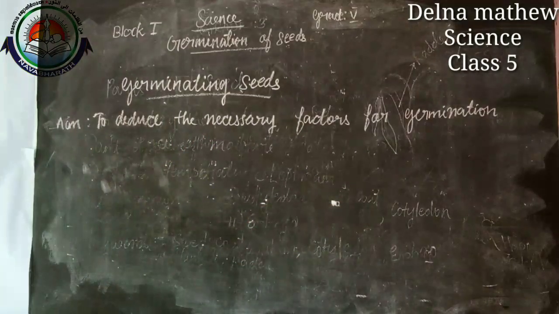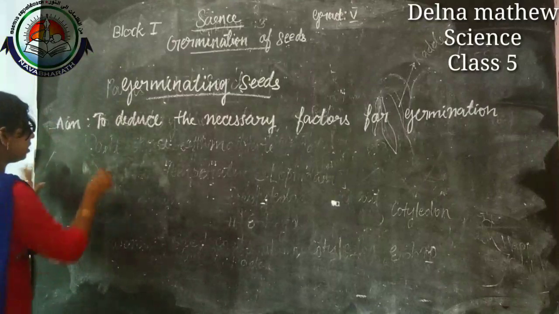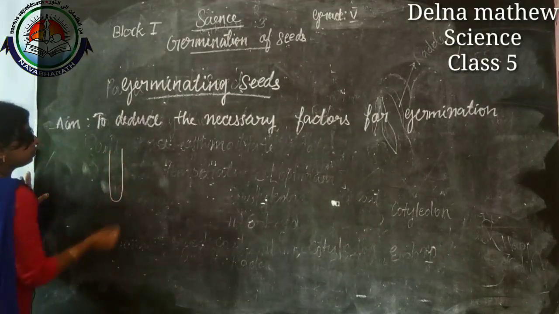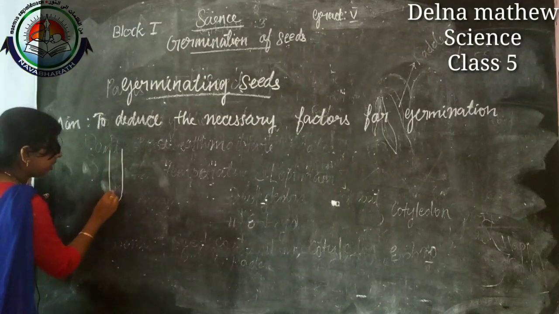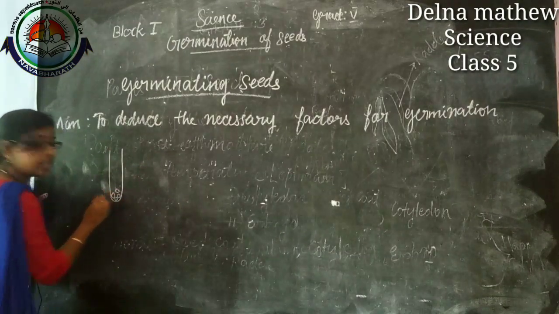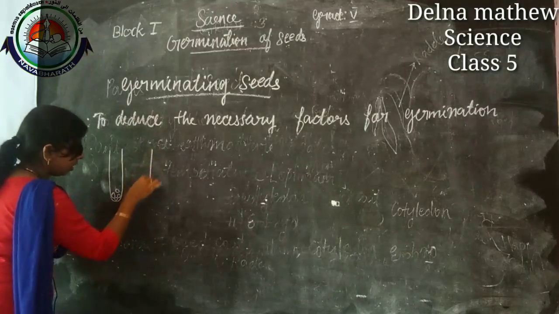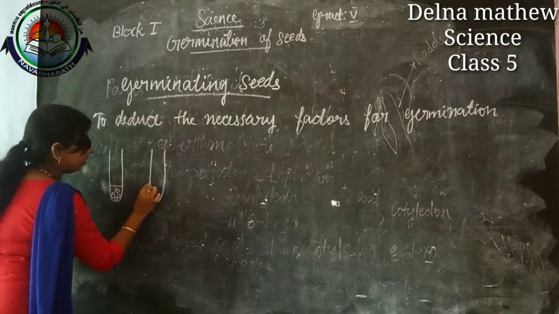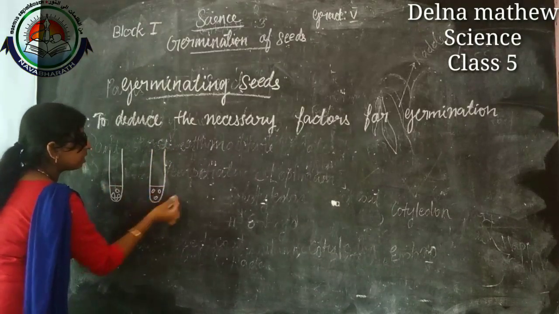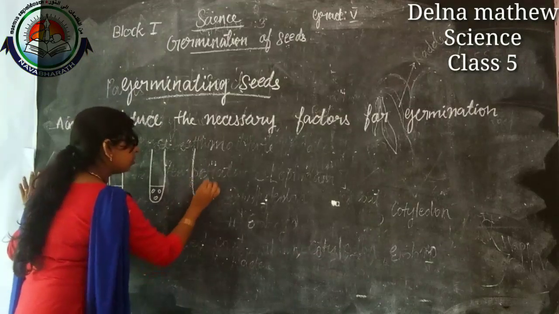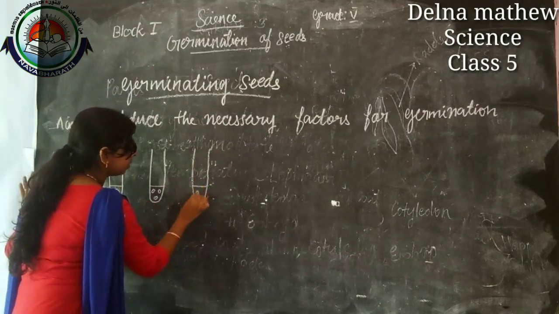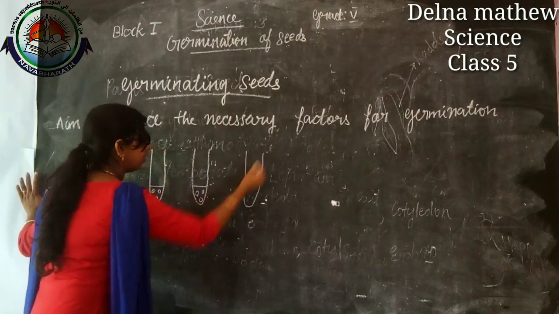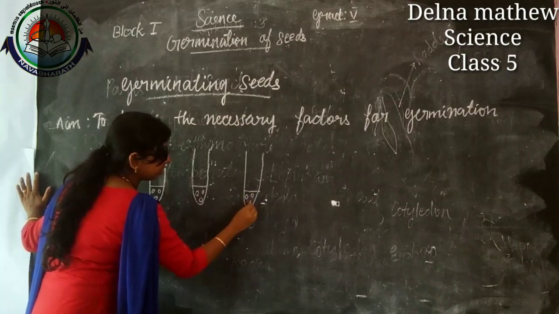Here we are taking four test tubes. In all the test tubes we are providing some seeds in different conditions. Our first test tube is ready, and in our second test tube we also put some seeds, and in our third test tube we also add some seeds, and in the fourth test tube we also provide some seeds.